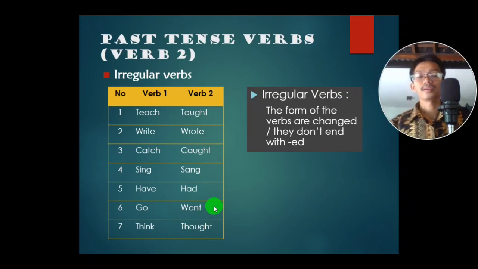So, you want it or not, for these irregular verbs you have to memorize them by yourself, yeah? They're not like regular verbs where you only add ed at the end of the verb. These verbs are quite different because they change their forms, okay? So you have to remember the verbs. Okay? And then the next one.